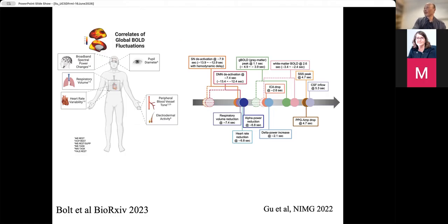So this is just some papers showing where they looked at these correlations, and here they were looking at what's happening when there's a global signal change. You could see DMN deactivating, salience network deactivating, respiration changing, alpha power changing, heart rate changing, delta power changing. So everything is happening at the same time, as you would think if you're falling asleep. A lot of stuff's going to happen.